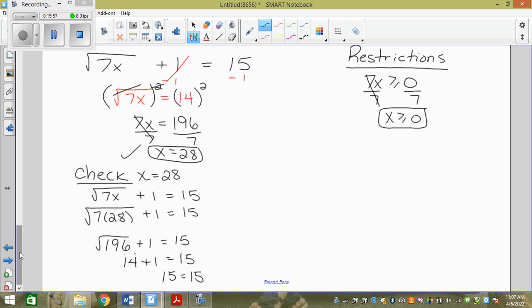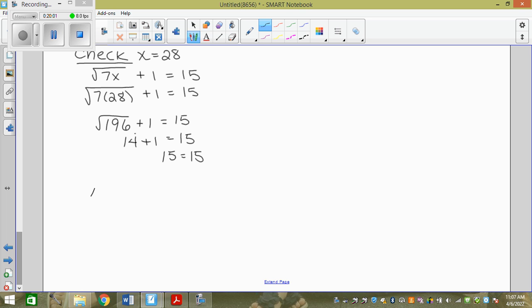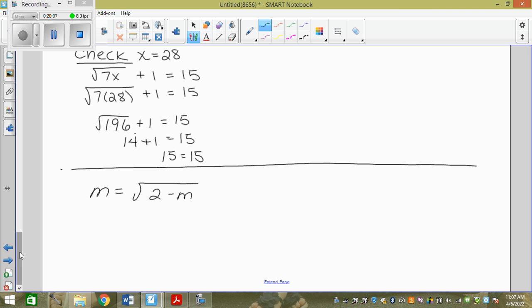Okay, we're going to look at the next one. m equals root 2 minus m. So, the last few, when we went to solve them, they were linear. We didn't get any squares, right?